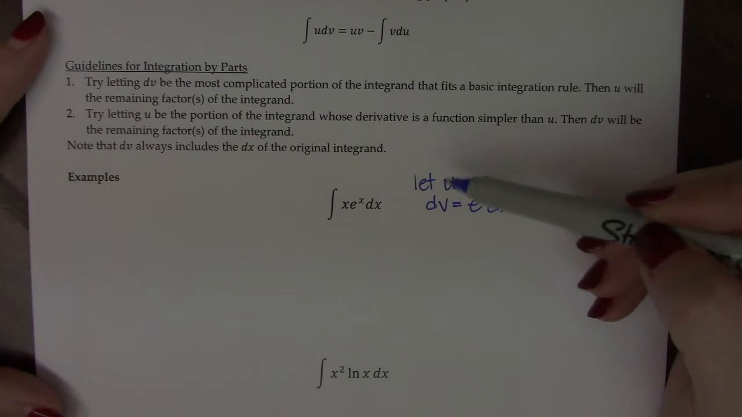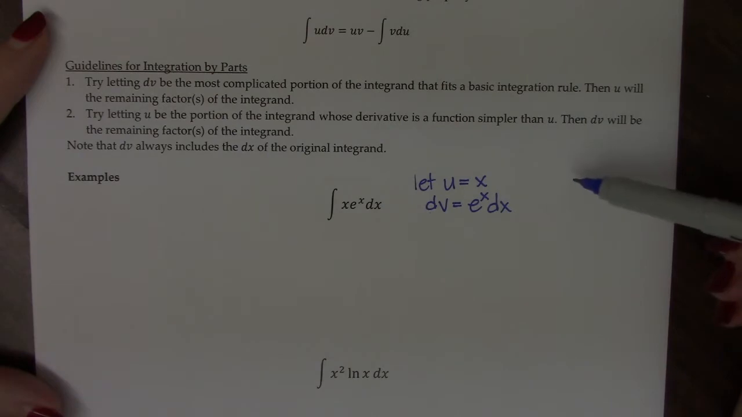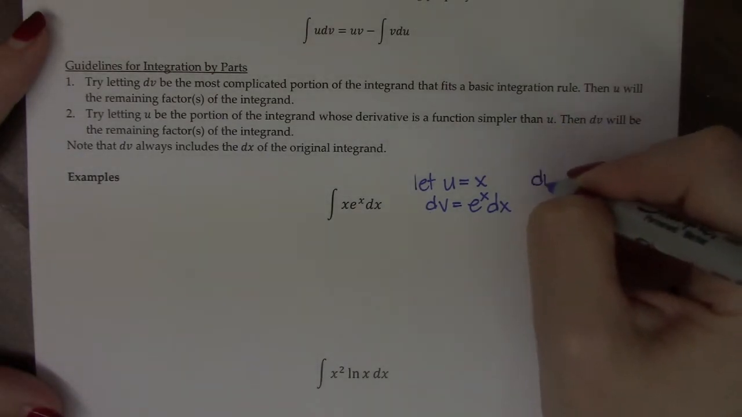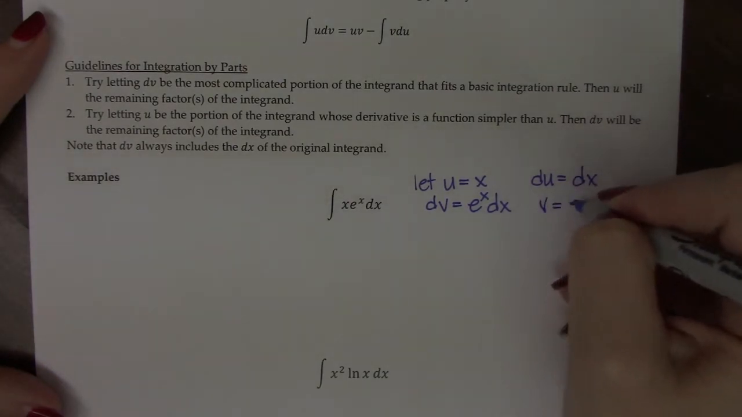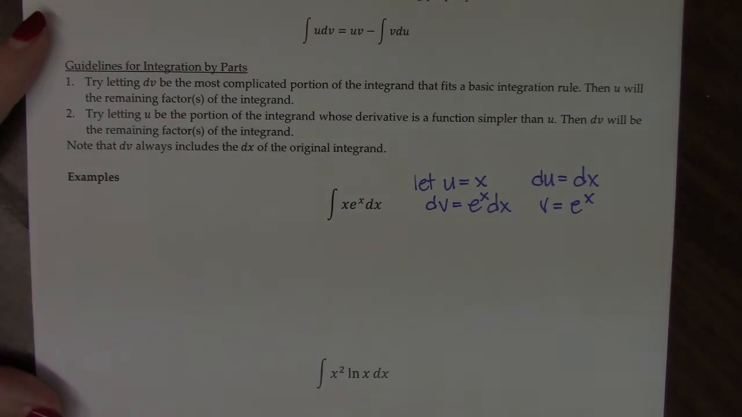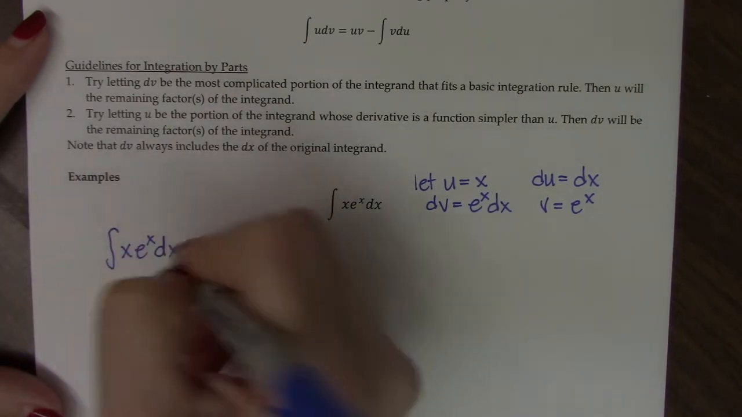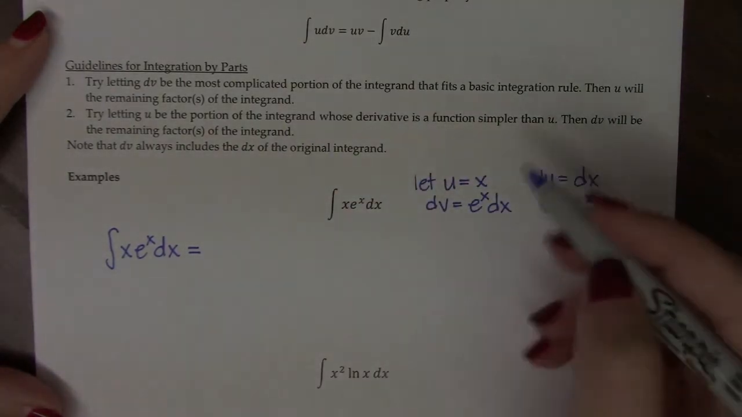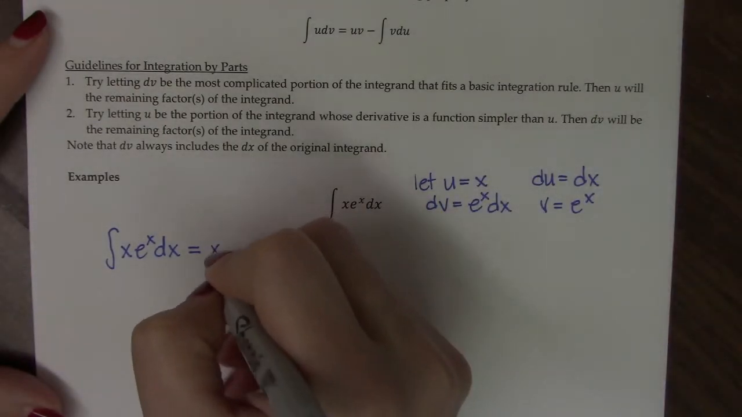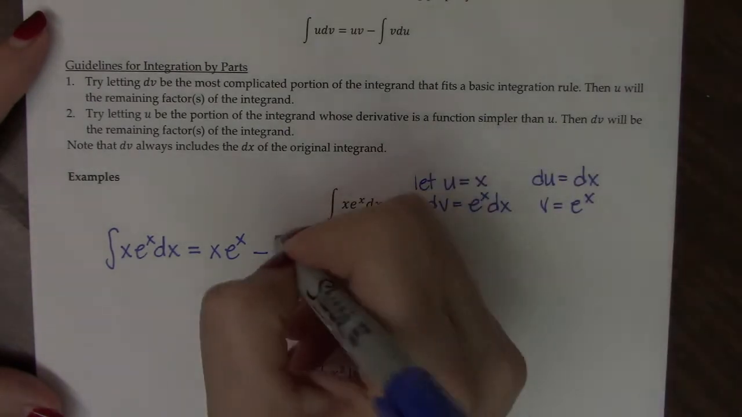I personally like to stack them like this because I want to be able to see my original integral, and then I want to have my new integral stacked over here. So we need to take the derivative of u, which is just going to be dx, and then we need to anti-differentiate v, which is going to just give us e to the x. So using the theorem, it says that our original integral, and we can see the components of the original integral here, equals u times v minus our new integral, and these are the components of the new integral.